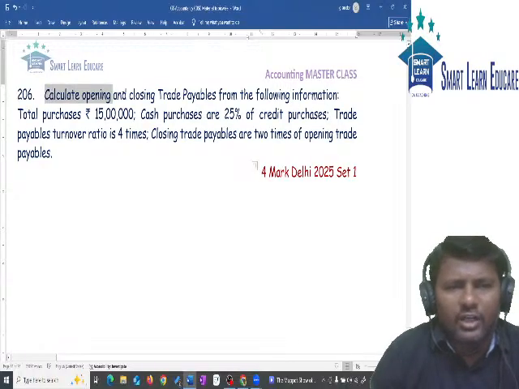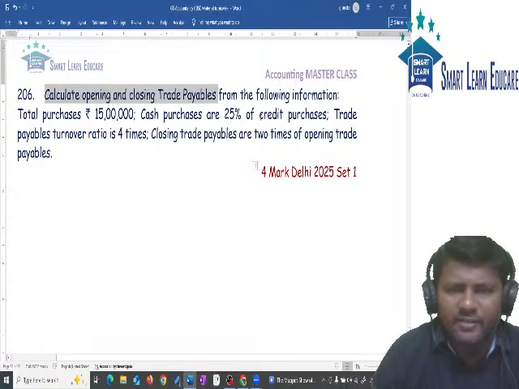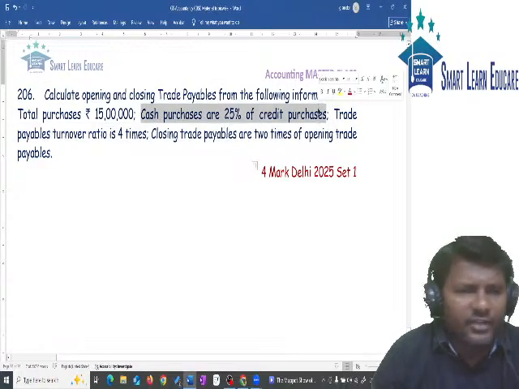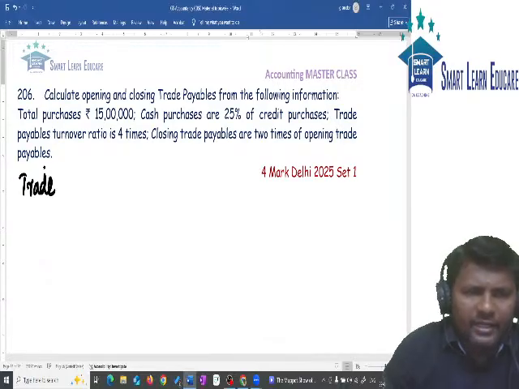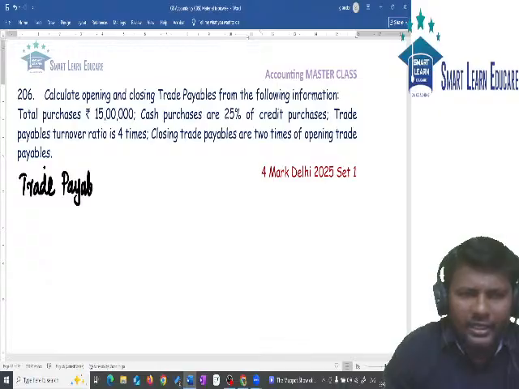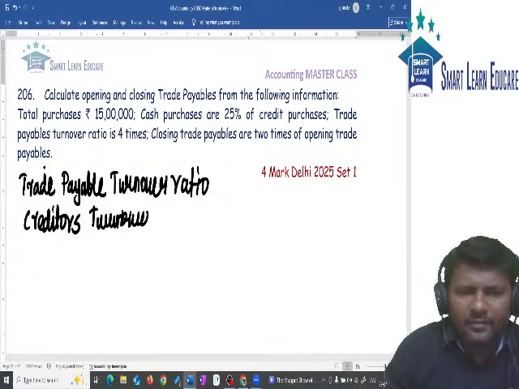So what have they asked in the question? Calculate opening and closing trade payables from the following. Total purchase given, cash purchase given. Cash purchase are 25% of credit. In the question, what is given? Trade payable turnover ratio. Trade payable turnover ratio is nothing but creditors turnover ratio.